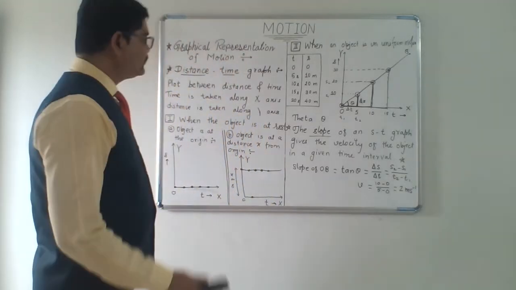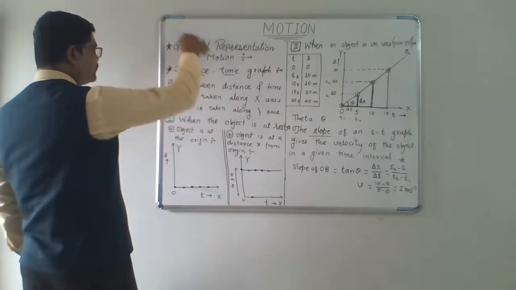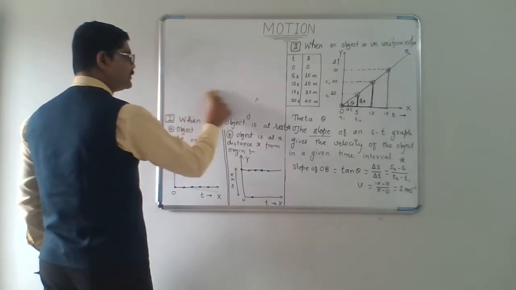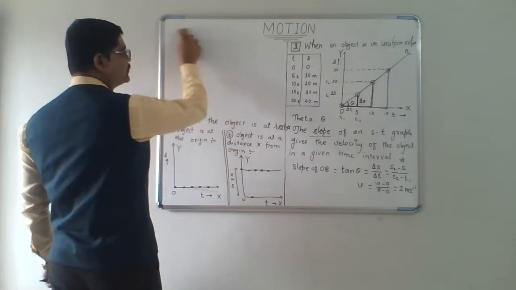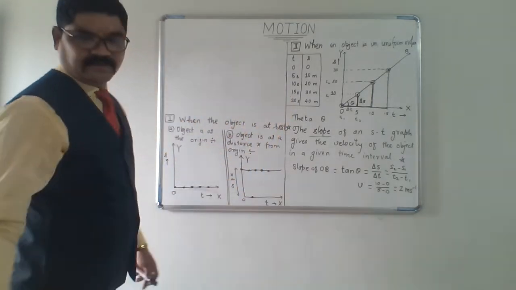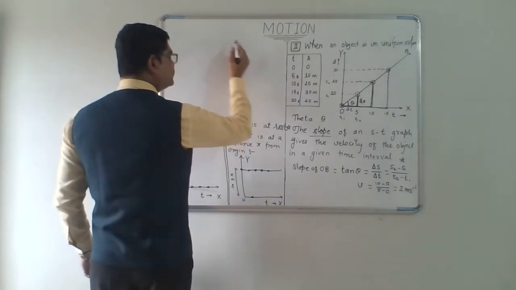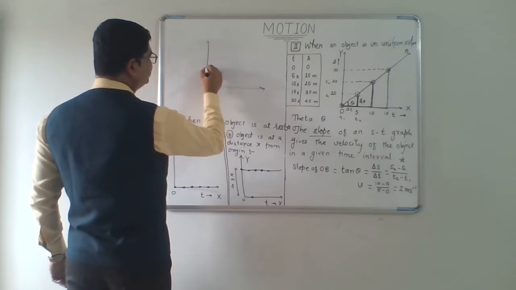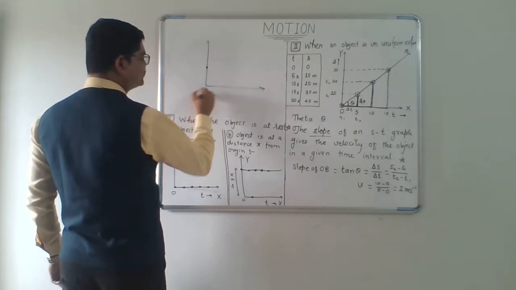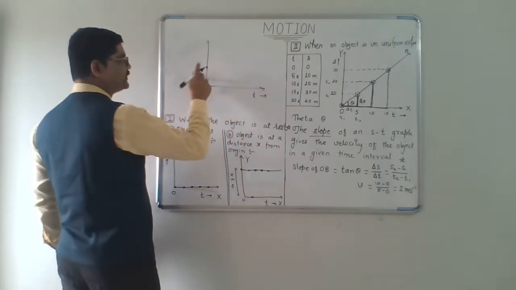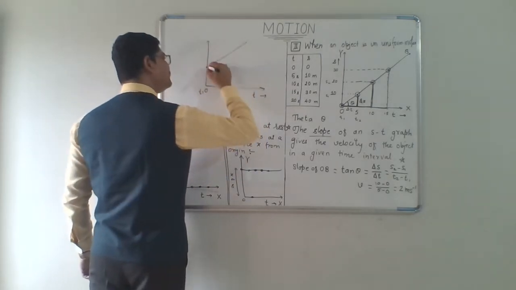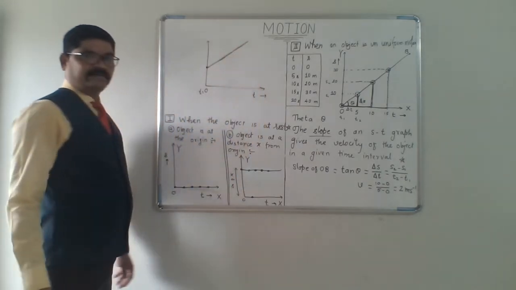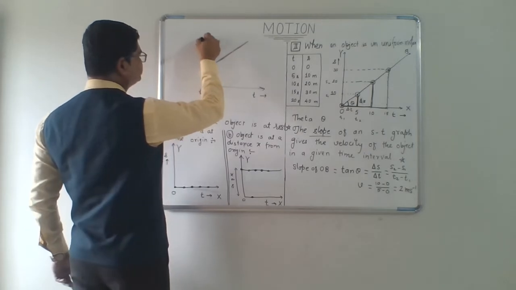If I want to draw a graph for uniform motion, but the object is not starting from the origin, then the graph will come like this. Suppose this was the initial position of the object when time t equals 0. The object was here, and then later on it had covered equal distances in equal intervals of time. So again the graph will be the same.